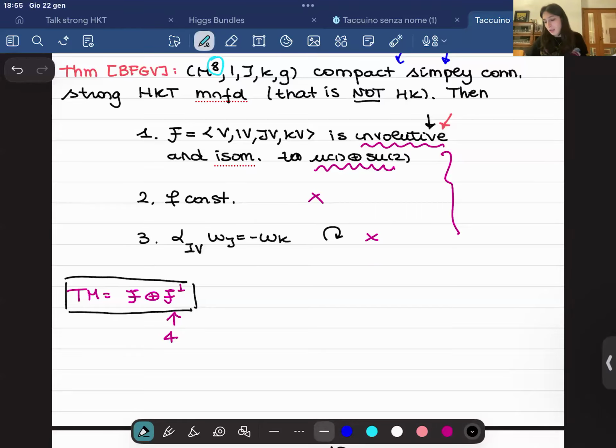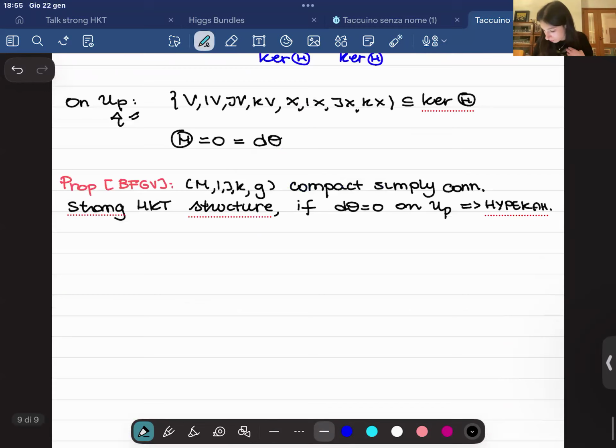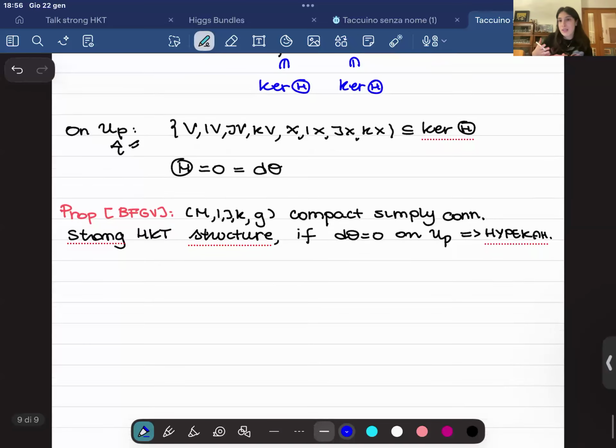Again, all the other proofs are really a lot of computations, not very nice to be described, let's say. But at some point, if you remember, I told you about the description of an HKT structure in terms of the HKT potential. And actually, you can describe also in the eight-dimensional case the geometry of these manifolds in terms of the local potential. In particular, you can describe the vector fields V, IV, JV, KV.